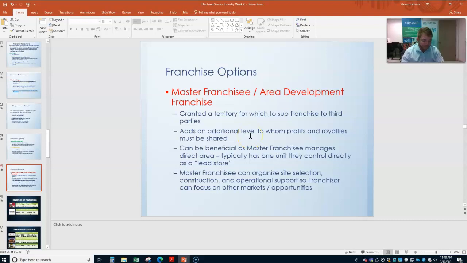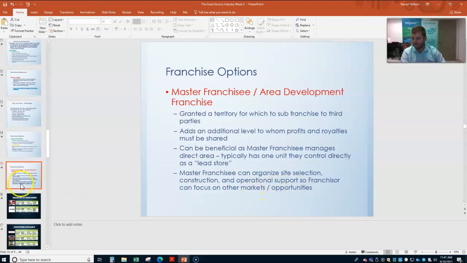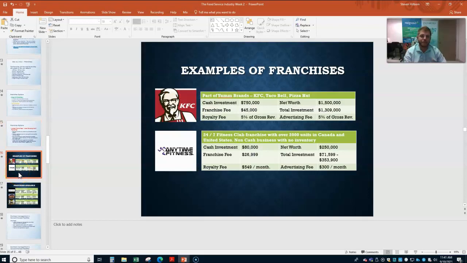So let's say typically a Tim Hortons is 5%. As a master franchisee, you can offer your own Tim Hortons somewhere else. This person pays you 6%. You keep the 1, and the other 5% goes to the head office. So that's that second line or level of profits that you get to keep. And what you would do is direct and manage and help provide support for that store. So master franchisees can also organize site selection, construction, operational support, so the franchisor can focus on their markets and opportunities.